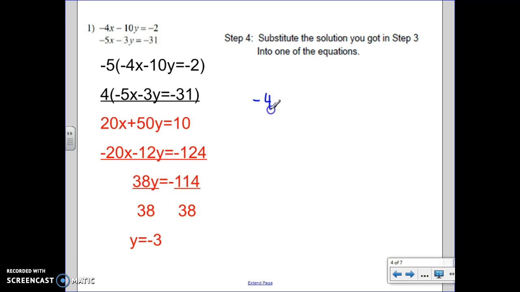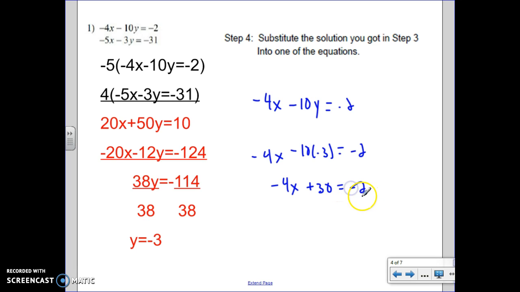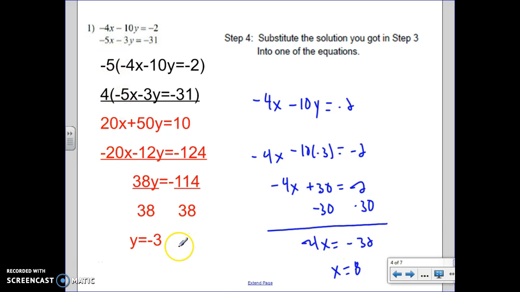So I'm going to take negative 4x minus 10y equals negative 2, and I'm going to put negative 3 in place of y. So I have negative 4x minus 10 times negative 3 equals negative 2. So it looks like I got negative 4x plus 30 equals negative 2. I'm going to subtract 30 from both sides. So I have negative 4x equals negative 32. X is positive 8.